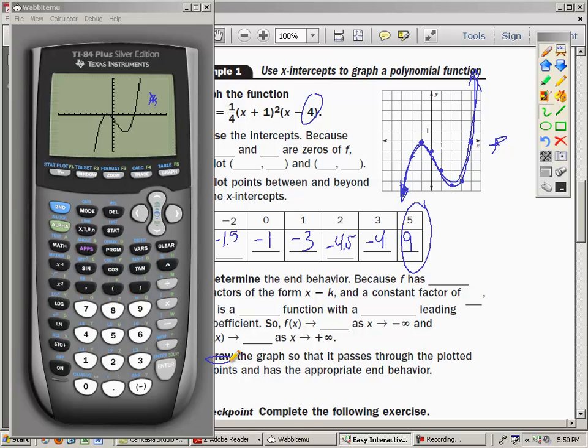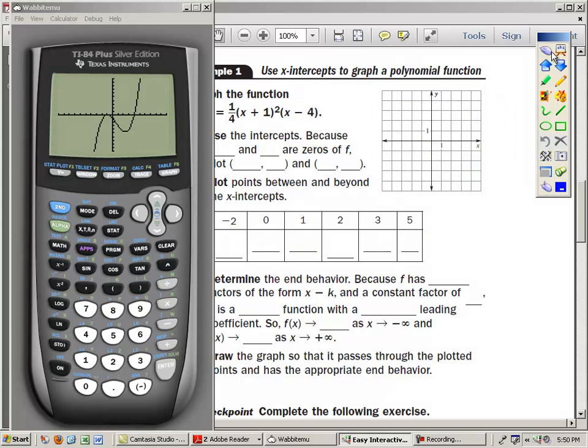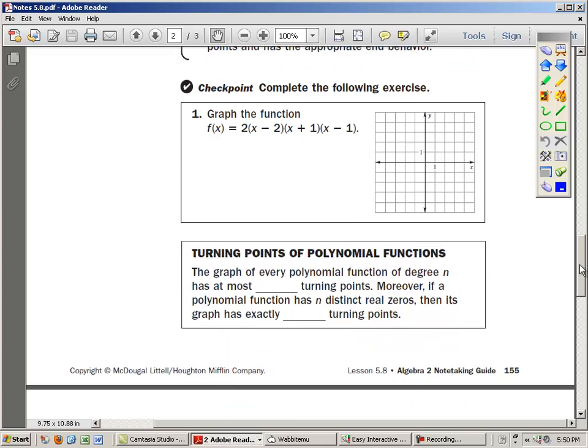Okay? So what I want you to do is go ahead and make a table for the next example, this checkpoint problem here.